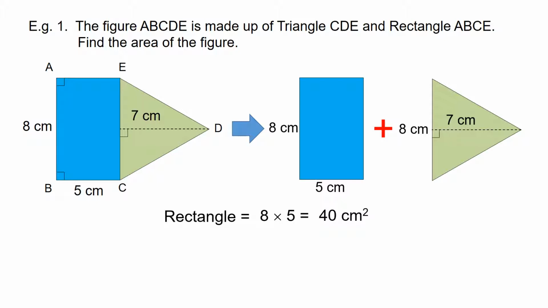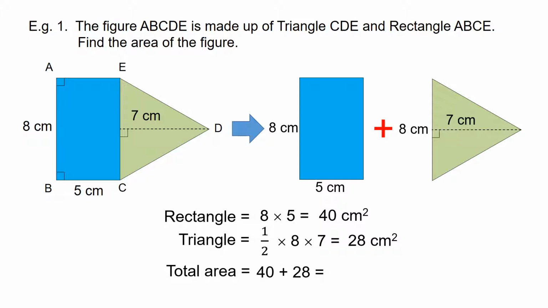Then the area of the triangle will be half times base times height, which is half times 8 times 7, and the answer is 28 square centimeters. Now let's do the last step, which is to add the area of the rectangle to the area of the triangle. So 40 plus 28, and the answer is 68 square centimeters.